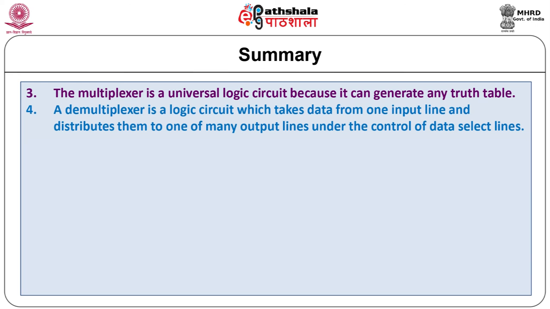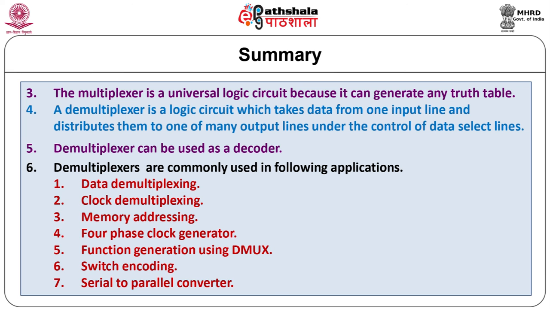A demultiplexer is a logic circuit which takes the data from one input line and distributes it to one of many output lines under the control of data select lines. A demultiplexer can also be used as a decoder. Demultiplexers are commonly used in the following applications, which we have listed here.